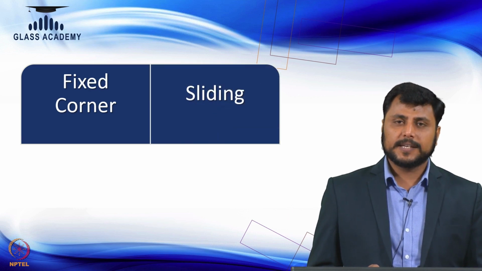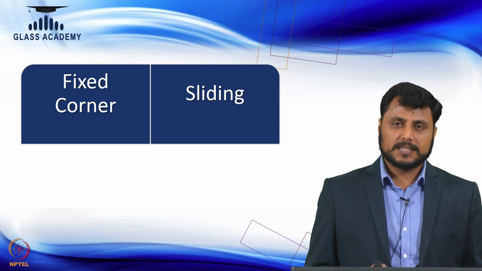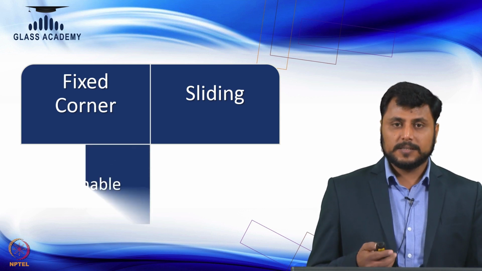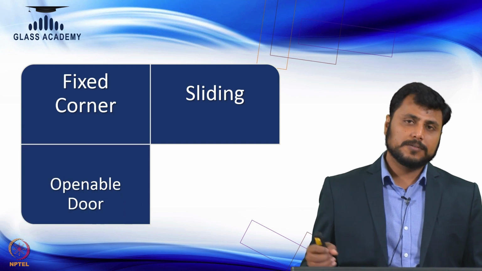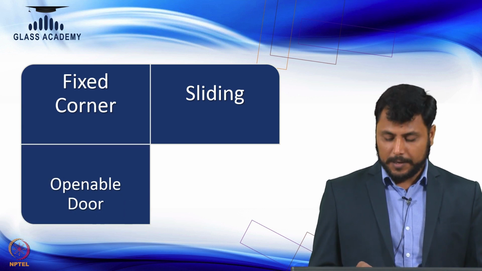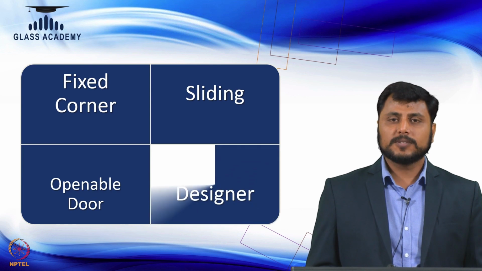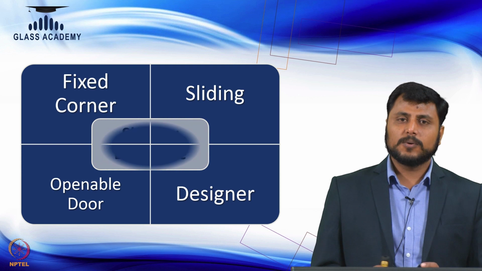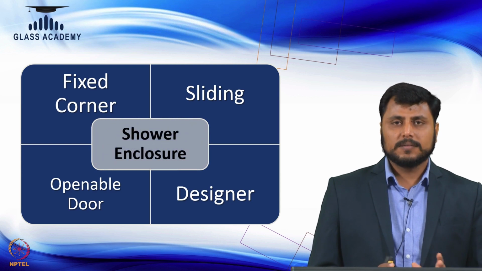Then the second category is sliding. As it says, sliding means the door will be in a sliding position. Then the third is openable door. So instead of sliding, you may opt for an openable door. Then the fourth category is where you are using designer glasses. So all these 4 categories together belong to the shower enclosure category.